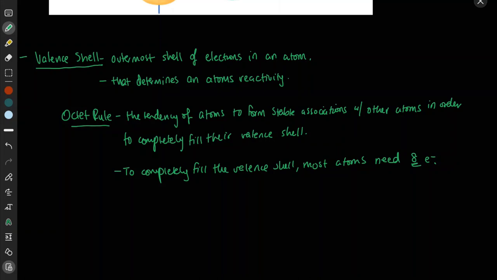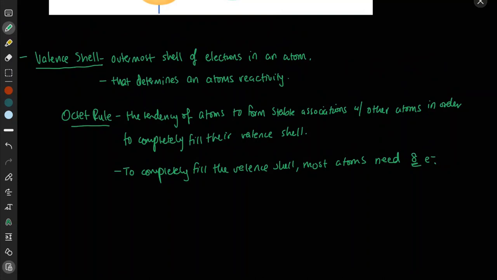The octet rule states that there's a natural tendency of atoms to form stable associations with other atoms in order to completely fill their outermost energy shell or the valence shell. Now, in order to completely fill that valence shell, most atoms need about 8 electrons. And why is it 8 electrons? This is because the valence shell of most atoms only contains s and p subshells for a total of 4 orbitals, right? Because the s subshell contains a single s orbital, and the p subshell contains 3 p orbitals, so you have a total of 4 orbitals, which means they can house up to 8 electrons. Hence why to completely fill the valence shell, most atoms need 8 electrons.